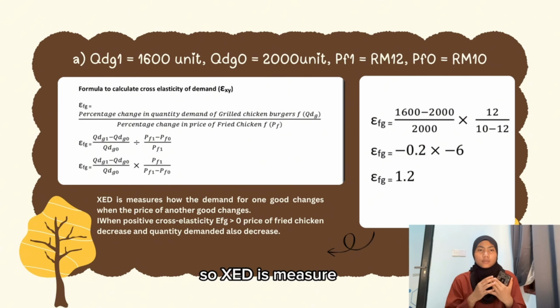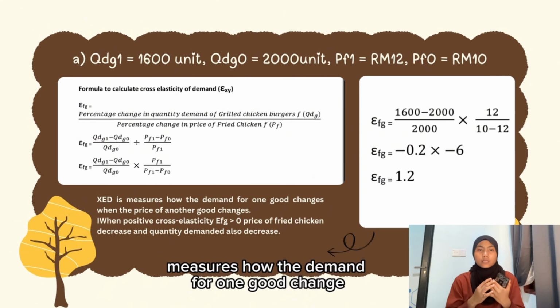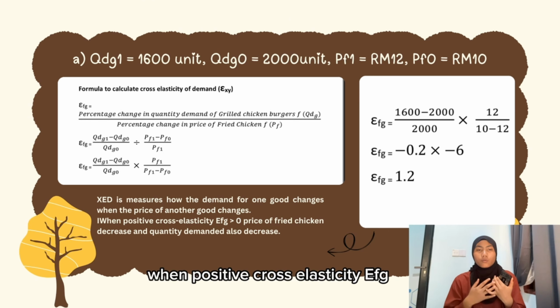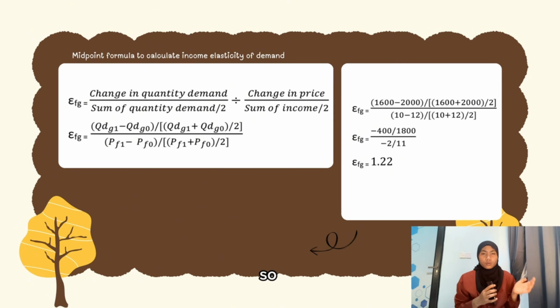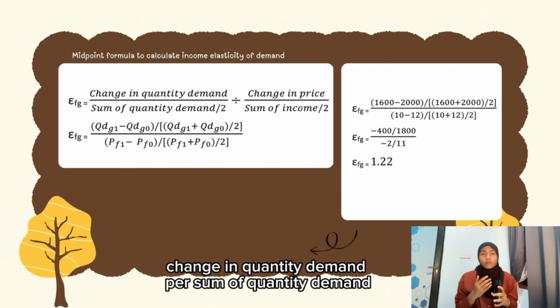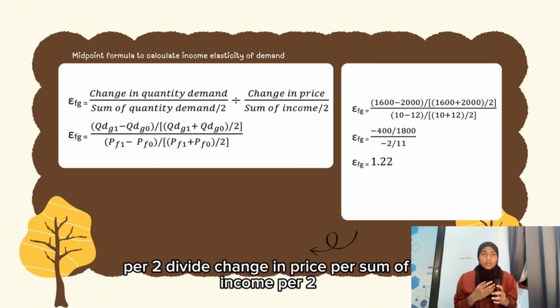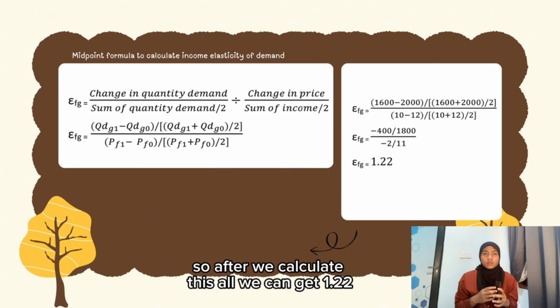So XED measures how the demand for one good changes when the price of another good changes. When cross elasticity XED is more than 0, the price of fried chicken decreases and quantity demanded also decreases. This is the midpoint formula to calculate cross elasticity of demand: change in quantity demanded per sum of quantity demanded over 2, divided by change in price per sum of price over 2. After we calculate this all, we get 1.22.